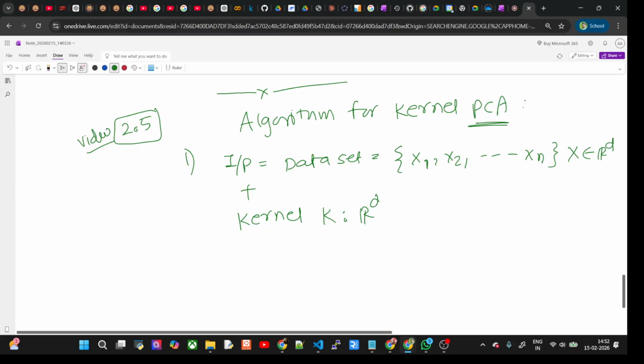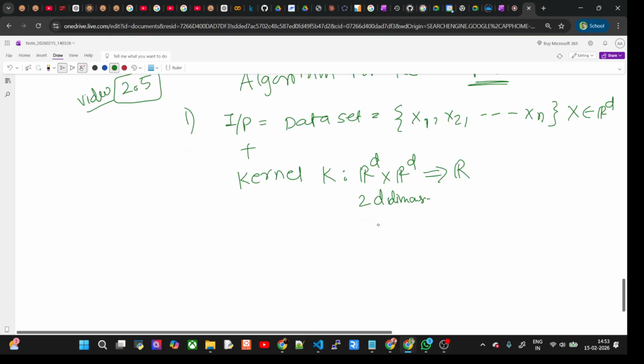So what does this kernel function in kernel PCA have? It takes two d-dimensional inputs, which give you some real number R. So what is the d-dimension? This is something like what I mentioned, f of x and f of x prime, and what it gives you is some number, the product, something like that, 2D dimensional. Okay, so that's why this.